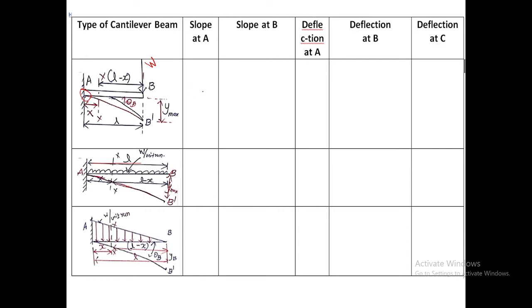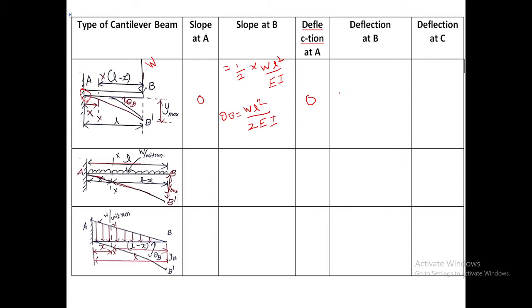Here the slope at A is 0. Slope at the free end B is 1 by 2 into W L squared by EI, so theta B equals W L squared by 2EI. Next, deflection at point A, the fixed point, is 0.